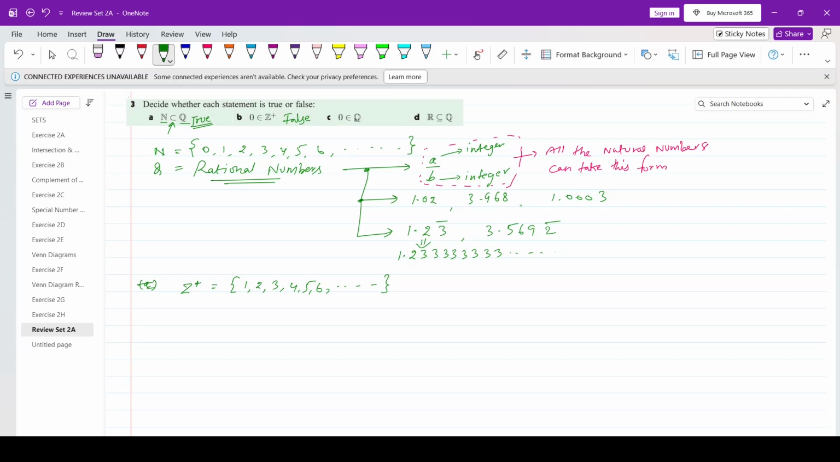Is 0 an element of rational numbers? Now we know rational numbers are of this form. So 0 divided by 1 is also of this form. 0 divided by 1 is equal to 0, and it is a rational number. So yes, we can say 0 is an element of rational numbers. This is true. Part D says R, that is real numbers. This R means real numbers.